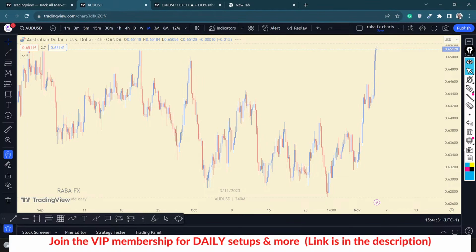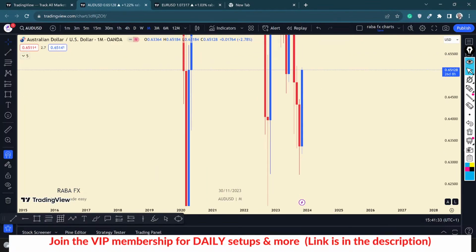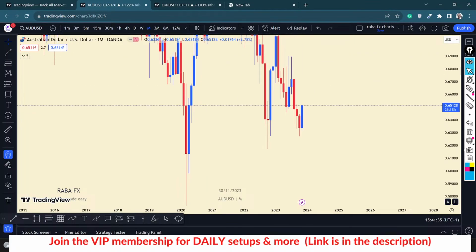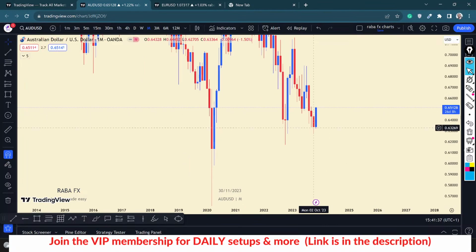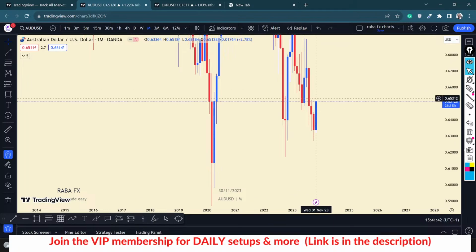So we are starting from the monthly. We want to analyze because the month ended this week. So let's see what the month did. In this case, we have a bearish close here. This is the beginning of the new month.